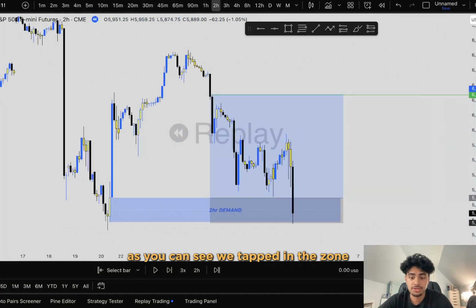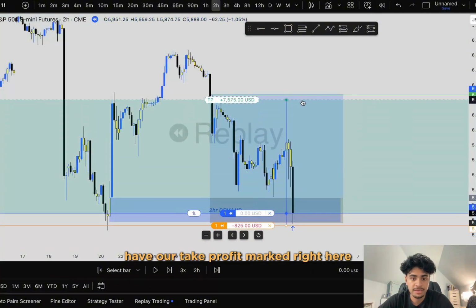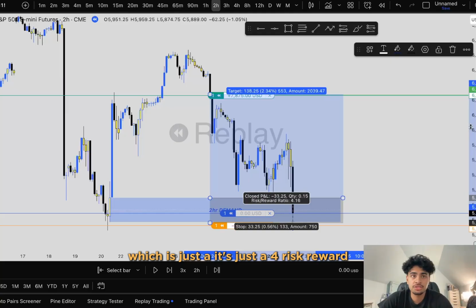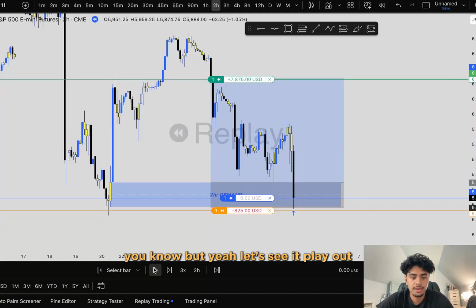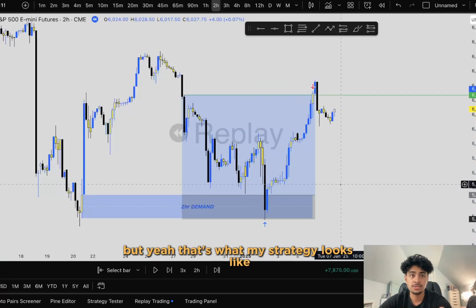As you can see, we tapped in the zone. I'll place a buy right here, stop loss a little bit beneath the zone, and have our take profit marked right here, which is just a 4 to 1 risk to reward. But let's see it play out. And boom, as you can see, we hit take profit. That's what my strategy looks like.